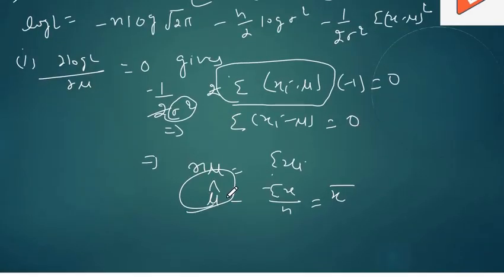and in first part we found the estimate of population mean when population standard deviation is known. So this was the problem of maximum likelihood estimate. I hope you understand it very well. Thanks.